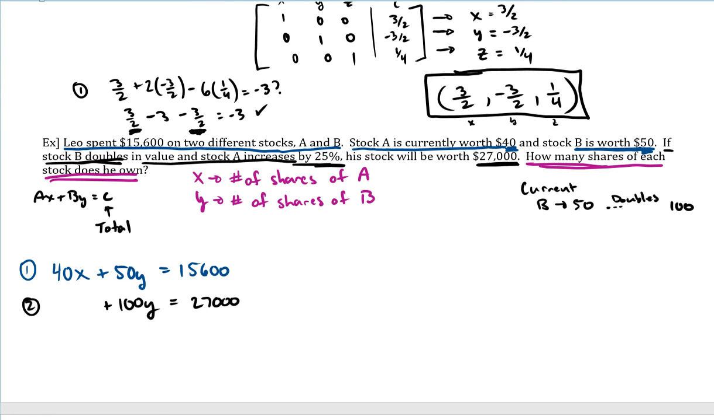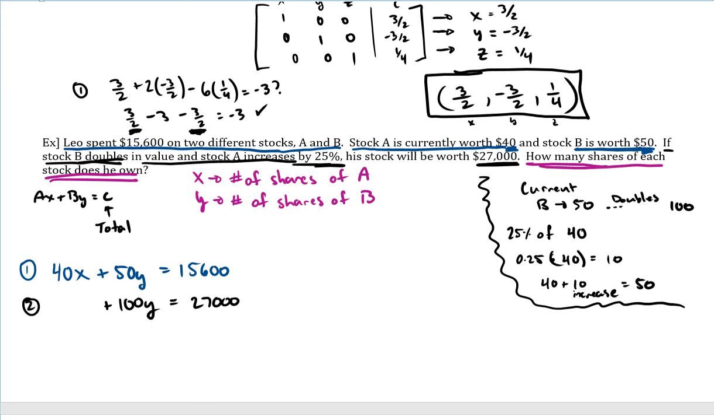And then they said that stock A increased by 25%. So we need to do 25% of 40. Now we could use a calculator if we need to. This is 0.25 times 40. Let's do it like that. And that would be 10. So that's the amount of increase. So that means it's now worth 40 plus the increase, which is 50. So this is all just scratch work for that second part.